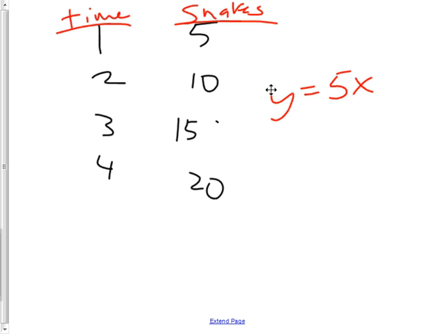So anyway, say on day 1, they find 5 snakes. On day 2, they find 10 snakes. Day 3, they find 15. Maybe they get better at finding them or something. All right, so what can we get from this? What, besides fear?